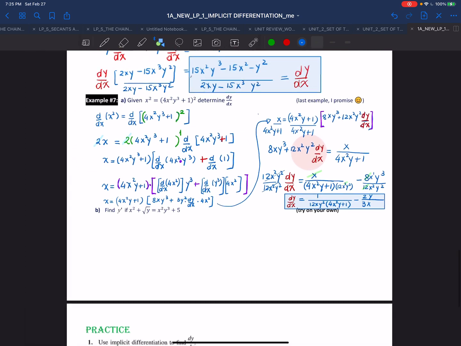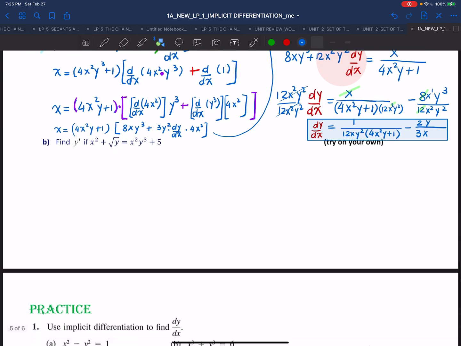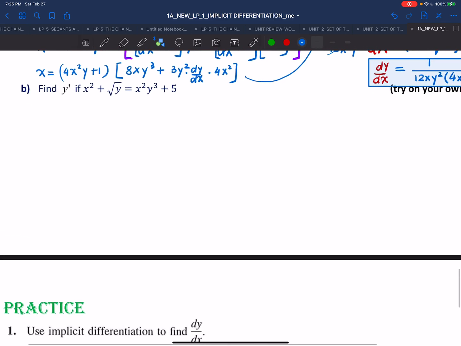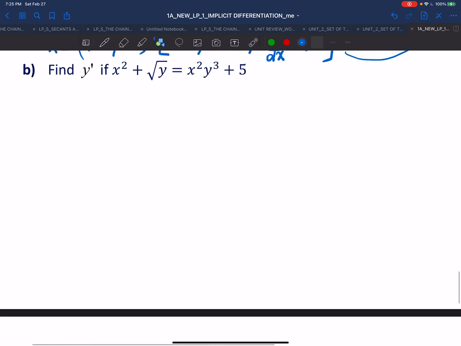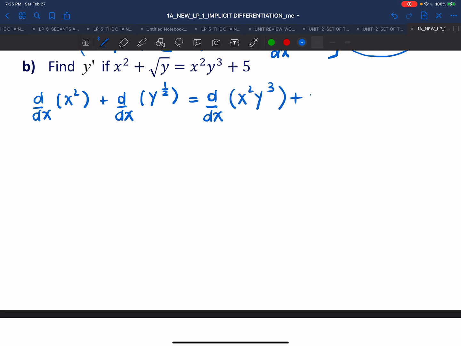And I know that I said last example, I promise, but here is another one that you can try on your own. I will do the last one. But really try this on your own first. It's not as complicated as the previous question. And we have d dx again, x squared, plus d dx. Remember, we say powers for radicals. So y to the power 1 over 2 is d dx of x squared y cubed plus d dx of 5.